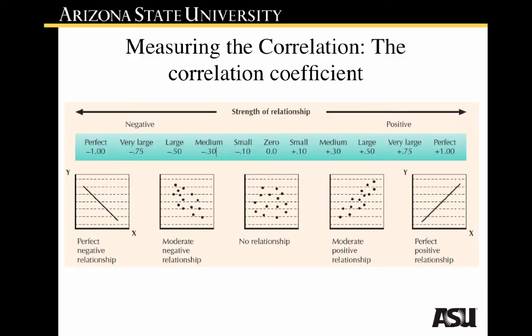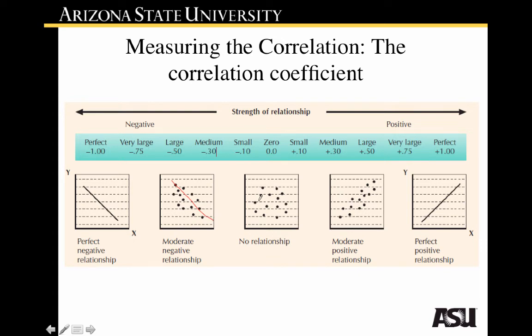So here's a look at what some of these things look like graphically. Here's a situation in which you have a perfect negative relationship. That is, you can think about all of those data points falling directly on this line, so that as y increases, x decreases. This is a moderate negative relationship. That is, again, you could probably draw a line through here that shows it's kind of going down.